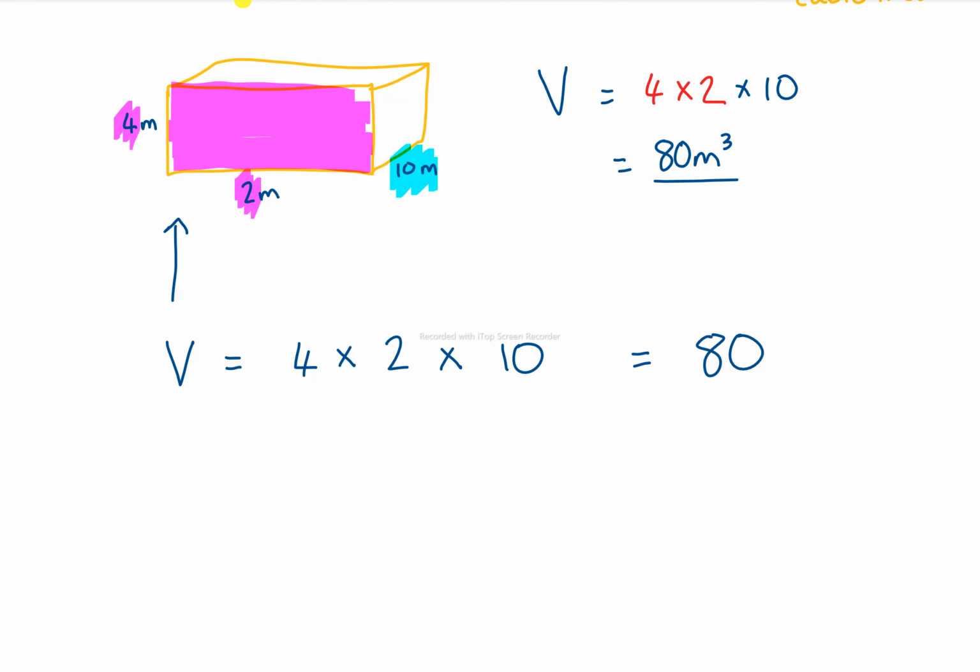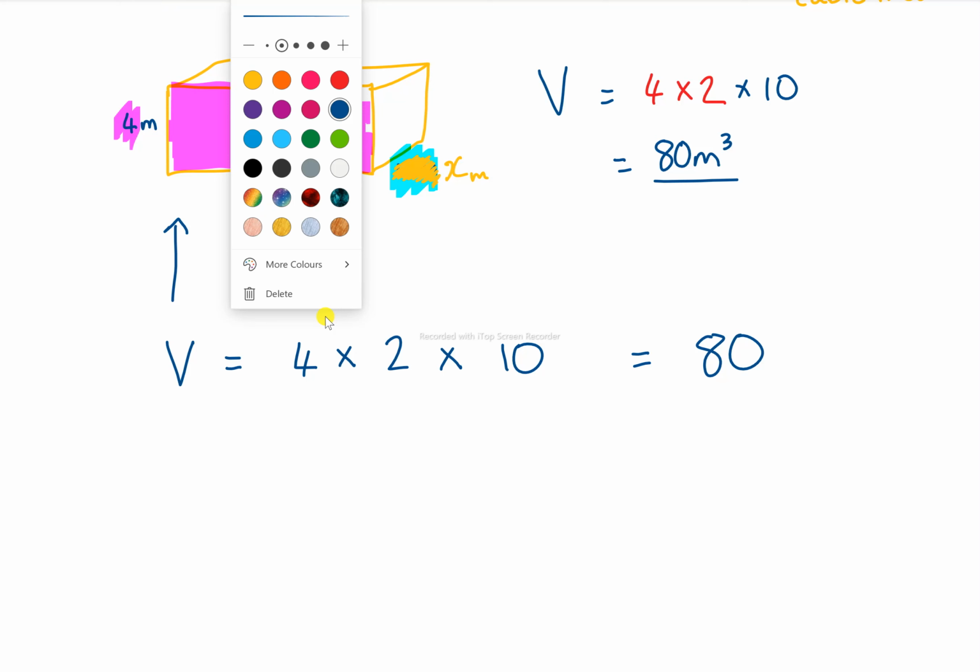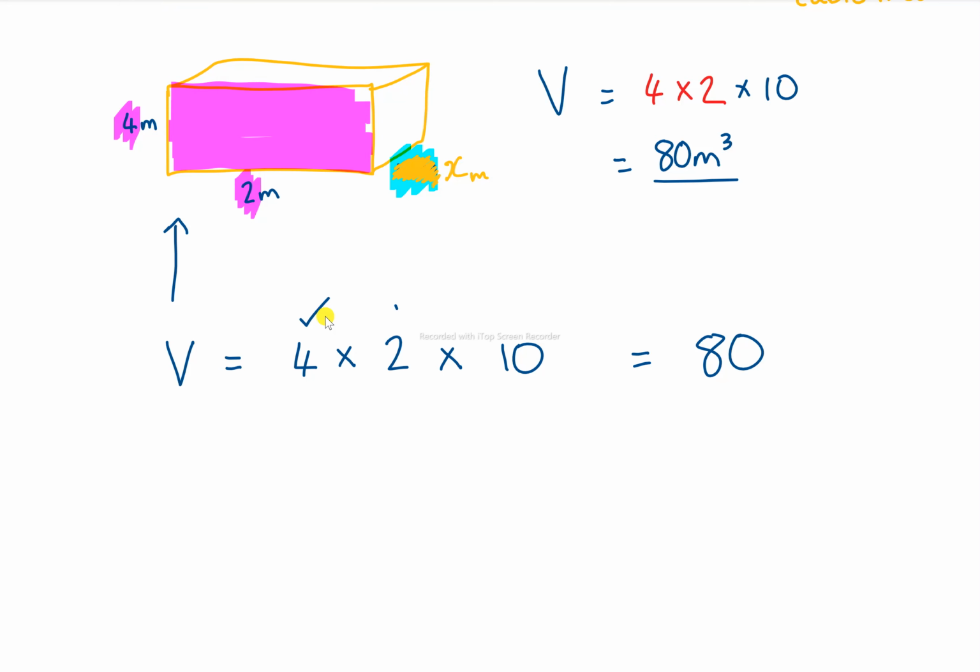Now, what I'm going to do is hide this. You don't know what this is now. I'm just going to put in there x meters. So you don't know what that is. Now if I come down here, I know the 4, I know the 2, but this I don't know. I'm going to pretend I don't know this, so I'm going to rub it out. And I'm going to put in times x.